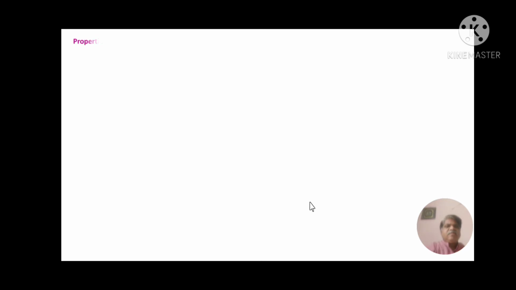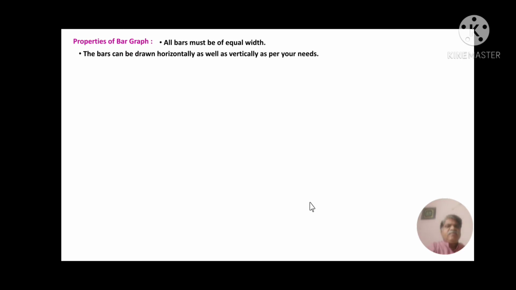Friends, let us see the properties of these bar graphs. All bars must be of equal width. The bars can be drawn horizontally as well as vertically as per your needs. The heights of the bars are proportional to the data they represent. And last one, all bars must share a common base.